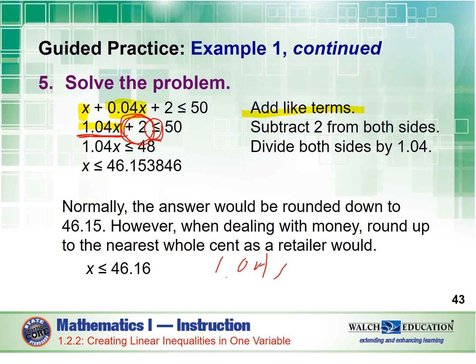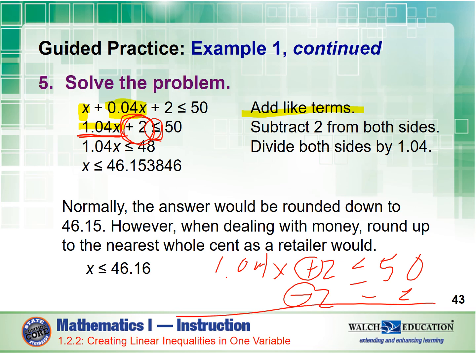1.04X plus 2 is less than or equal to 50. Getting rid of the constant first. If it was a plus sign, we're going to do the opposite, which is minus, and we're going to subtract on both sides. That means it's going to give us 1.04x is less than or equal to 48, which you see right here.